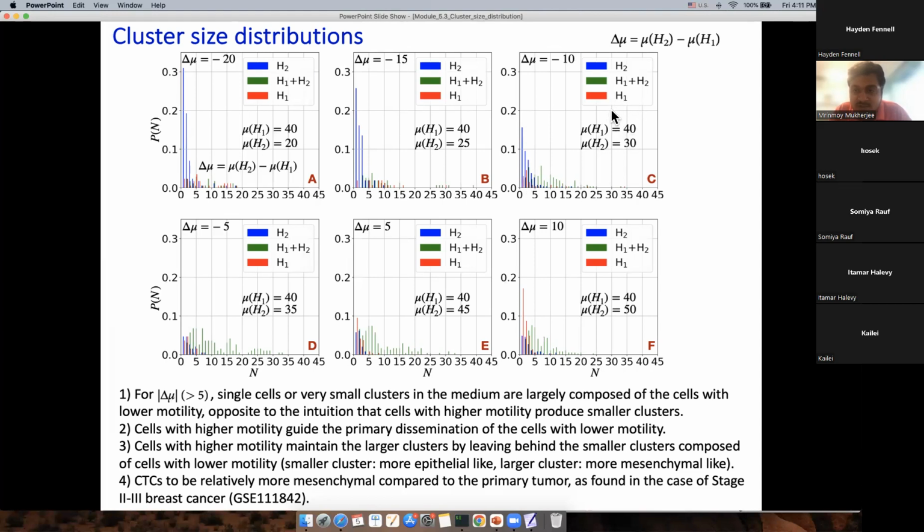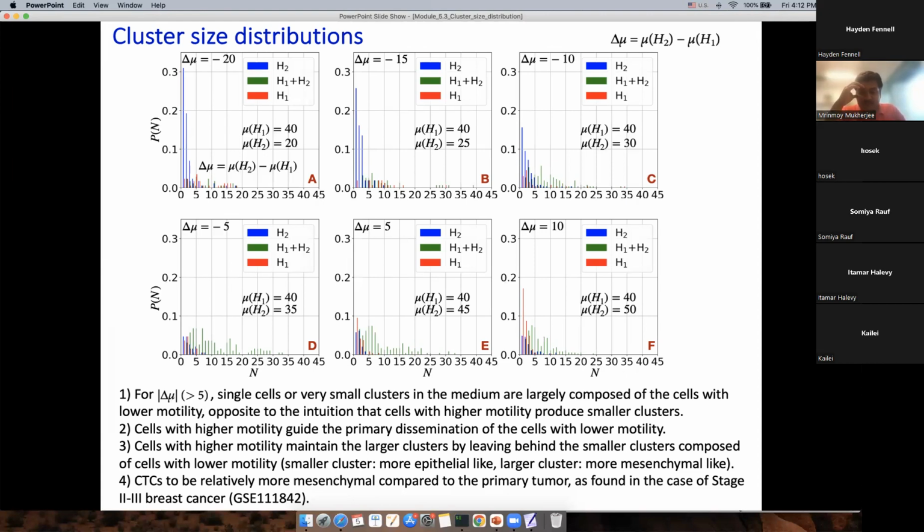That means the cells with a lower motility. So generally we expect, if you increase the mu, the cell will become more motile and you will get smaller and smaller clusters. But here, in the combination, you see the smaller clusters with less motile cells.